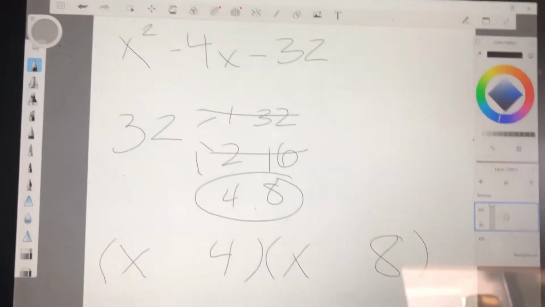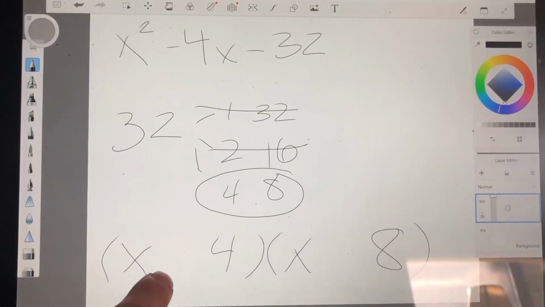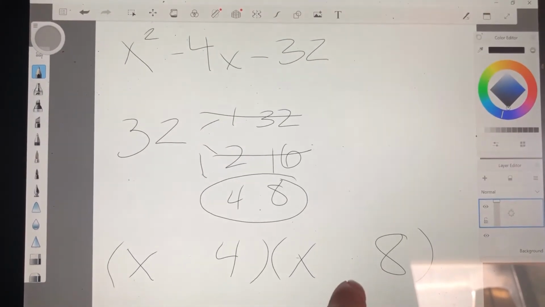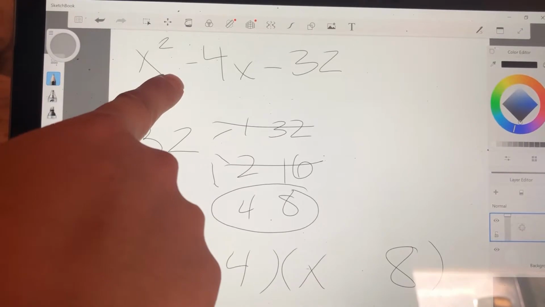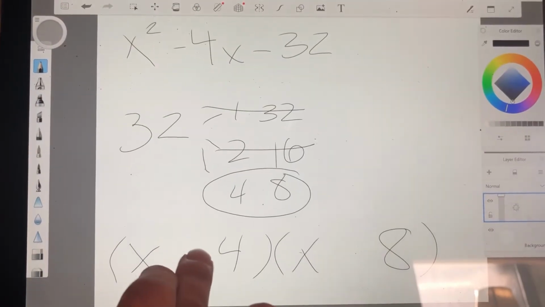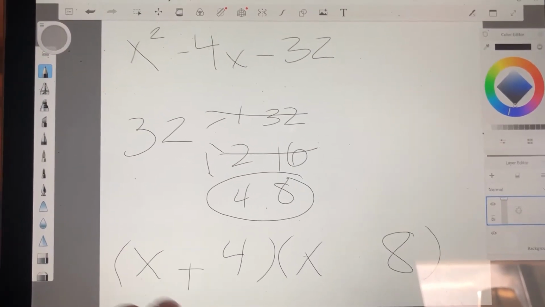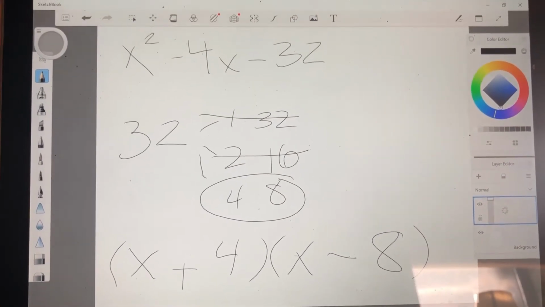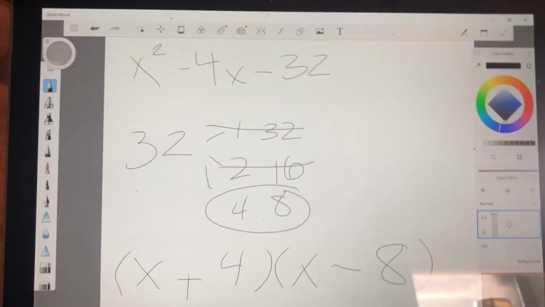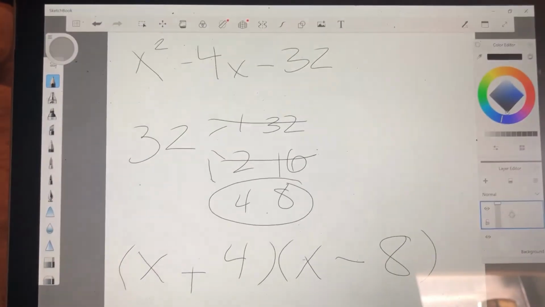Now I also have to look at this sign, and that will tell me which one is positive and which one's negative. If I have 4 as negative and 8 as positive, 8 minus 4 is going to be a positive 4. So I know it's not going to be that. That tells me that 4 needs to be positive and 8 needs to be negative. Negative 8 plus a positive 4 is going to be negative 4, which is what we want.